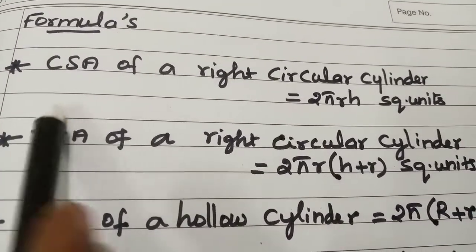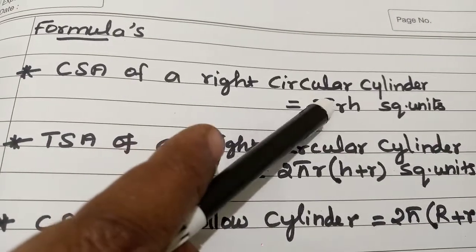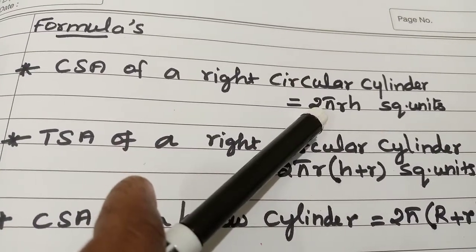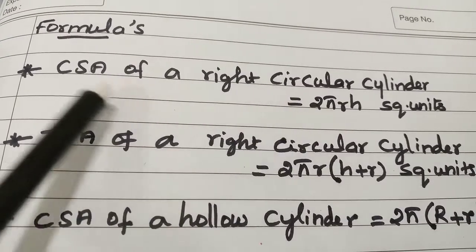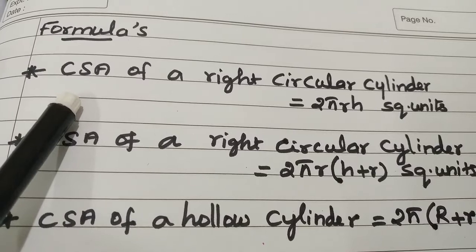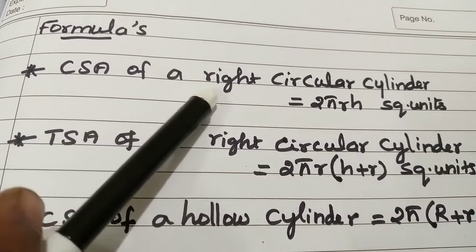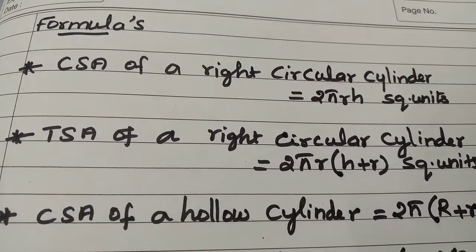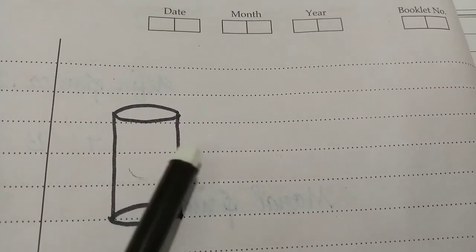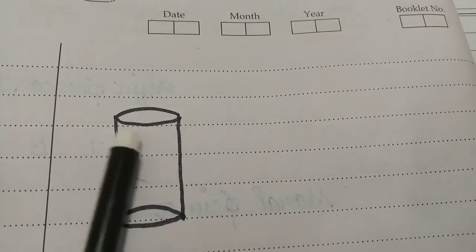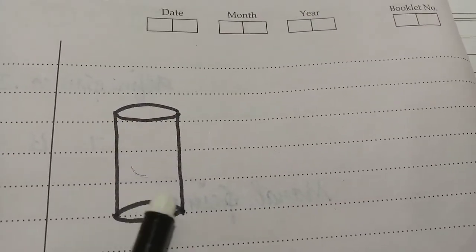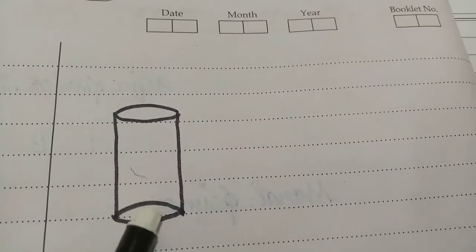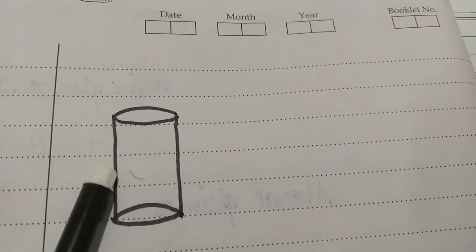First formula: CSA of a right circular cylinder equals 2 pi r h square units. What is meant by CSA? Curved surface area. Curved surface area of a right circular cylinder is equal to 2 pi r h square units. See this diagram; for example, we can say it is the cylinder. Here curved surface area means only this curved outer area, except the top and bottom; the remaining outer area is the curved surface area.